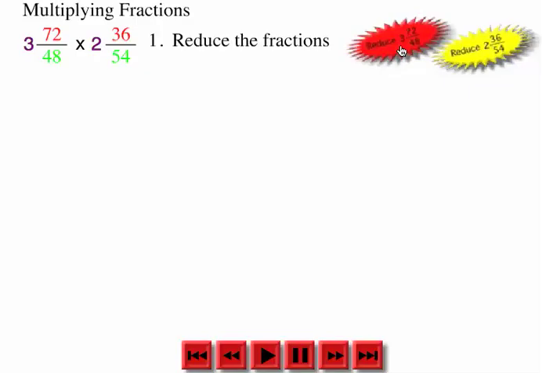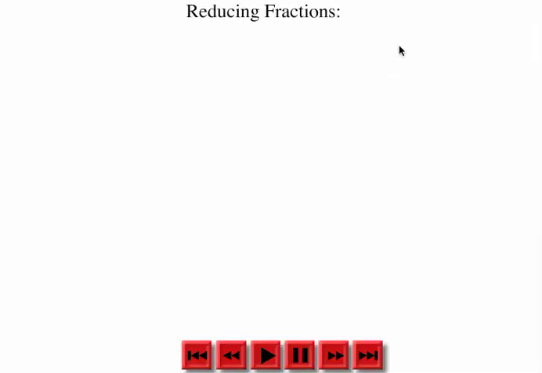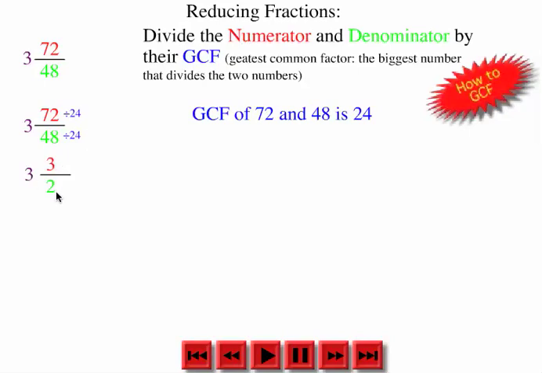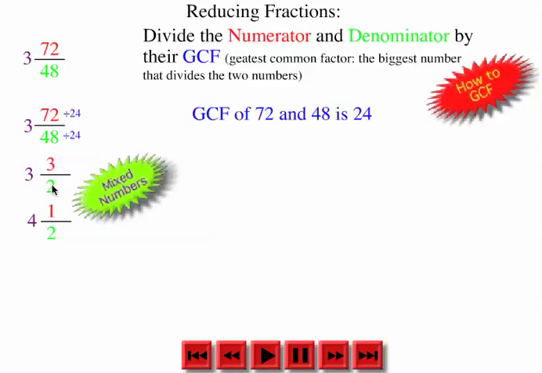So we're going to reduce the 3 and 72/48, and that gives us, well, first of all, we're going to divide the numerator and denominator by their greatest common factor, which happens to be 24. So we're going to divide the top by 24 and the bottom by 24. And that gives us 3 and 3/2, but that's an improper fraction, so we're going to convert our 3 and 3/2 into 4 and 1/2.